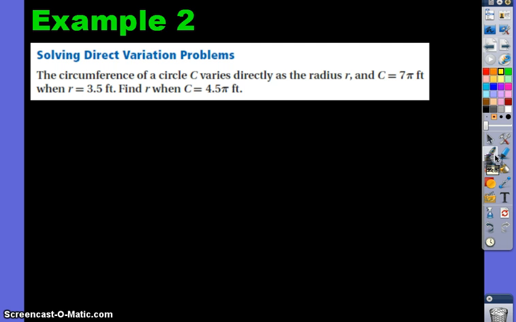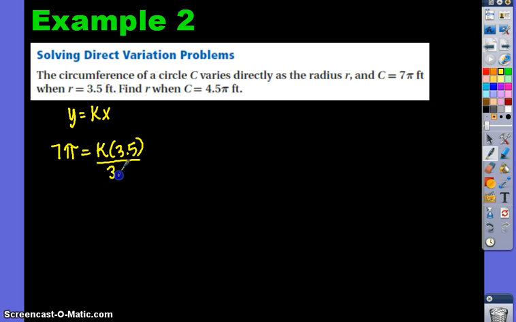All right, example 2, solving direct variation problems. The circumference of a circle C varies directly as the radius r, and C is 7 pi feet when radius is 3.5 feet. Find r when C is 4.5 pi feet. All right, so like we talked about, we can just plug in numbers into our direct variation situation and get what k is, which again, remember, it's y is equal to k times x. So in this situation, circumference varies directly as the radius, so circumference is what y is. So 7 pi is equal to k times 3.5.